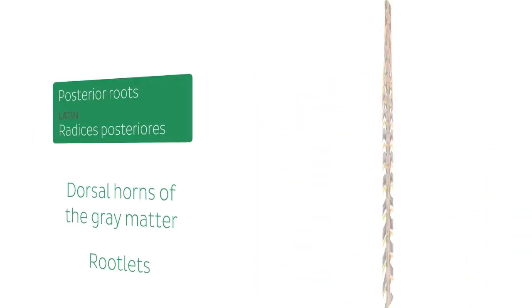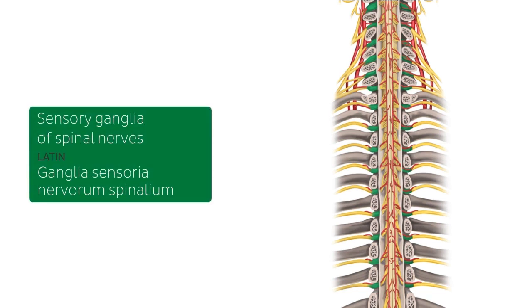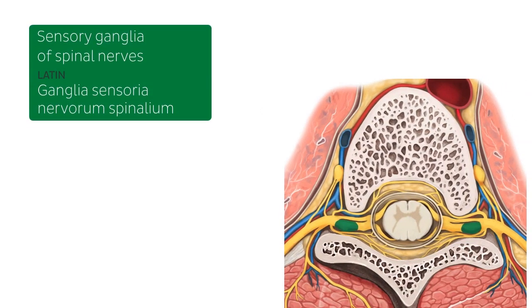Distal to the posterior roots that we've just seen, we see these spindle-shaped bulges that are located inside the intervertebral foramina. These are the sensory ganglia of the spinal nerves. Again, I'm going to show you a transverse section, where you can see the ganglion just lateral to the posterior root and inside the intervertebral foramen. These two structures, namely the posterior root and the sensory ganglia, are the sensory part of the spinal nerve, meaning that they carry information towards the spinal cord.